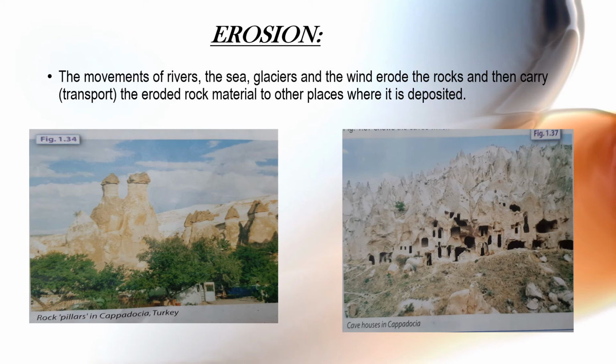Our last heading for today is erosion. It states that the movement of rivers, the seas, glaciers and the wind erode. Erode means anything that gradually destroys, right? The rocks, and then carry or transport the destroyed rock material to other places where it is deposited.